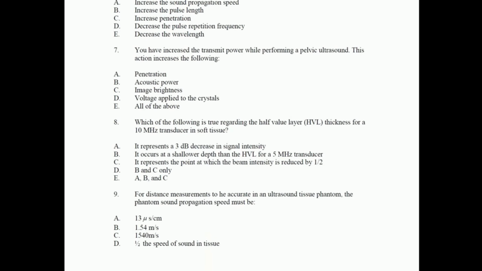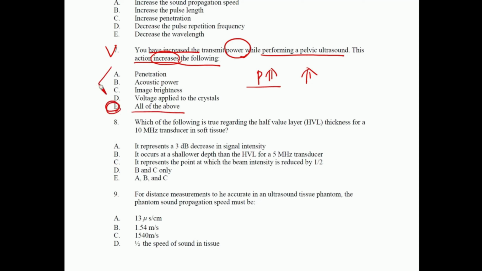Now let's look at question number 7. Question 7 is a type where you review concepts through solving problems. Here, the power has been increased during the use of ultrasound. So this question is asking which aspects also increase when the power is increased. The answer is number 2. You can see that all the options from A to D increase.